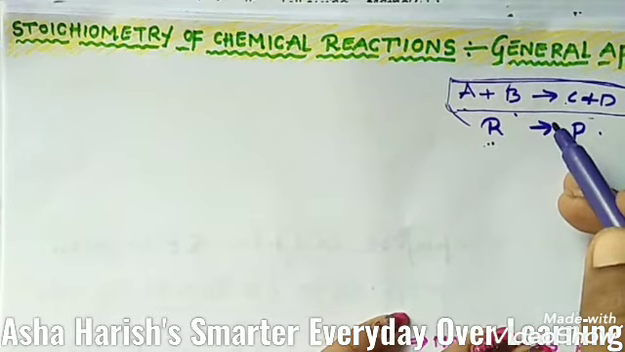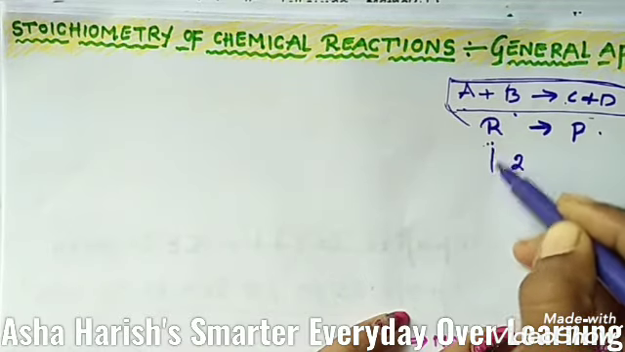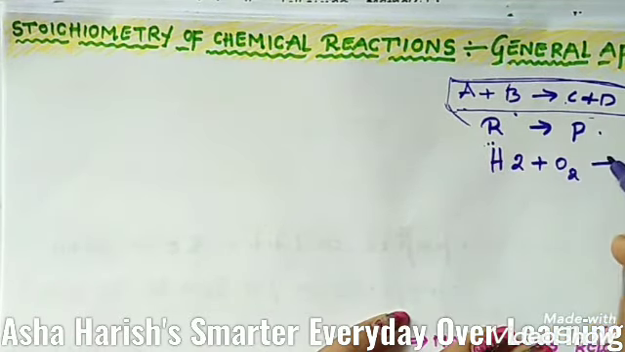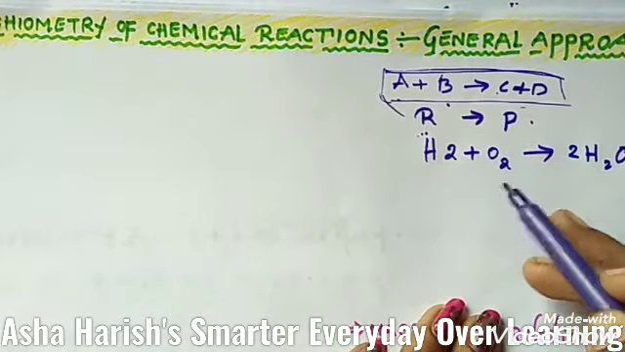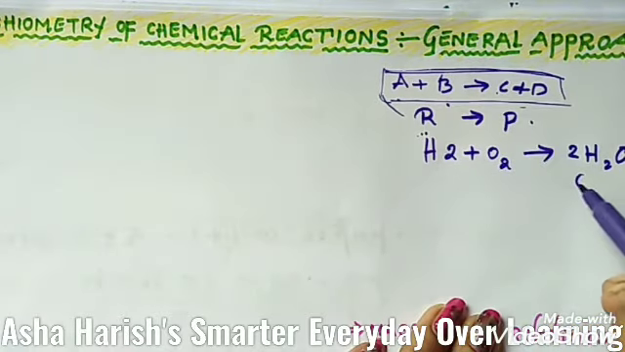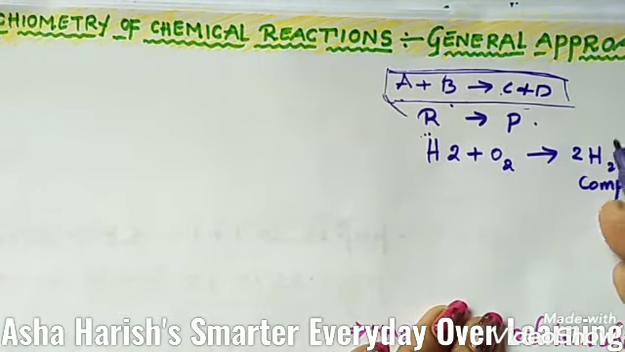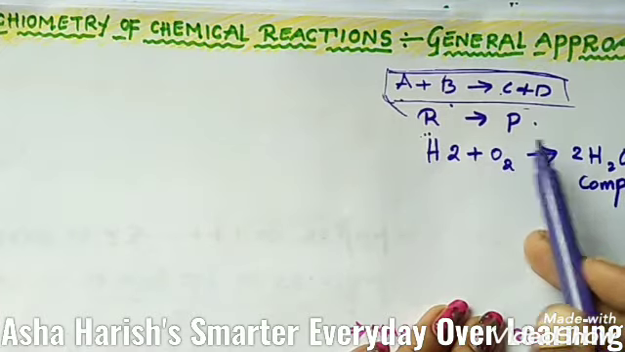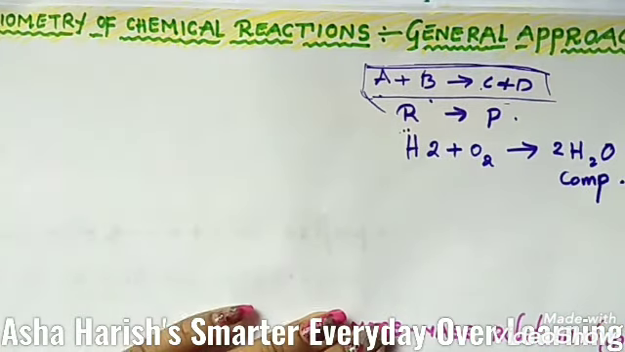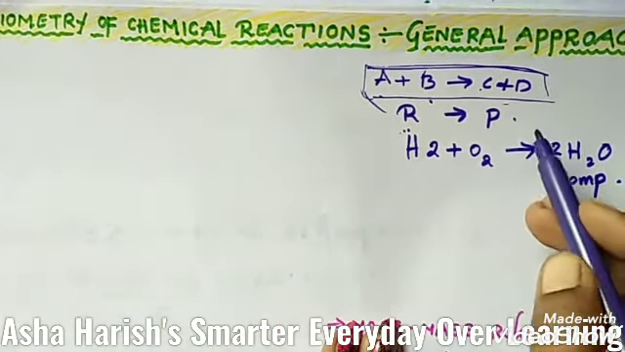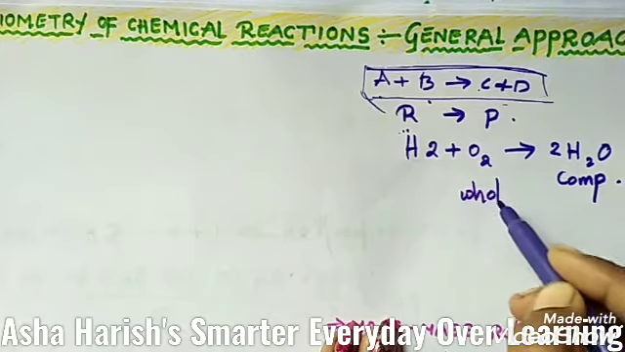a reaction of forming a compound. For suppose, H2 plus O2 gives rise to 2H2O. In this reaction, hydrogen and oxygen, these two are the reactants and this is the compound. It is the only product. According to stoichiometry, there is a relation in between the relative quantities of a substance taking part in a reaction of forming a compound. Typically in a whole number ratio, that means typically a ratio of whole integers.